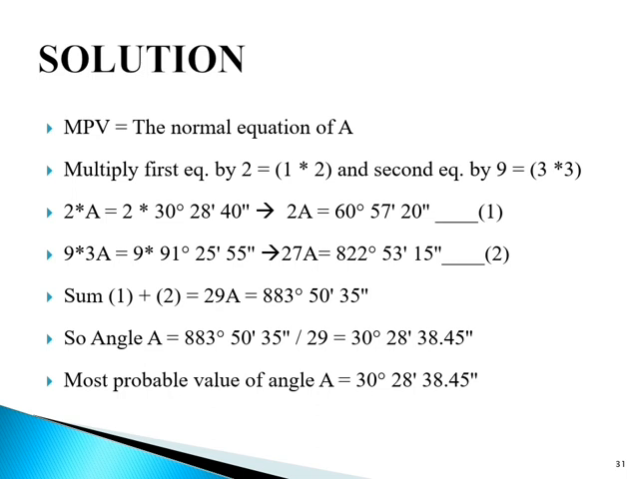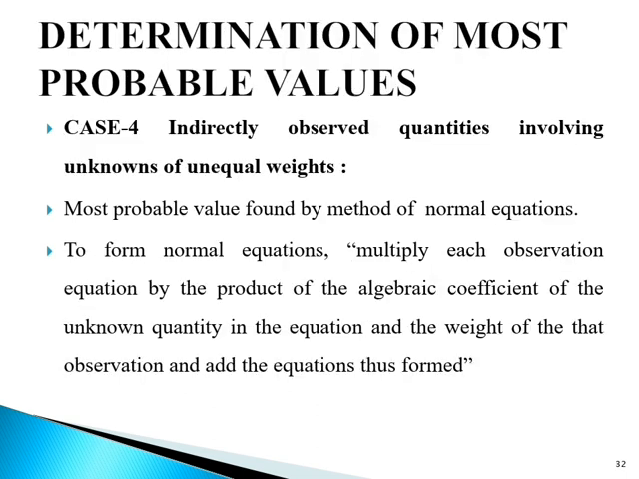So sum 1 plus 2. 2A plus 27A will be 29A. So the summation will be 883 degree, 50 minute, 35 second. So angle A will be 883 degree, 50 minute, 35 second divided by 29. So our answer will be 30 degree, 28 minute, 38.45 seconds. So the most probable value of angle A is equal to 30 degree, 28 minute, 38.45 seconds.